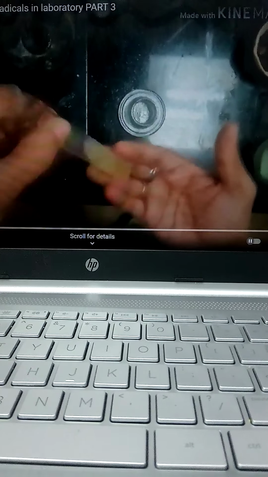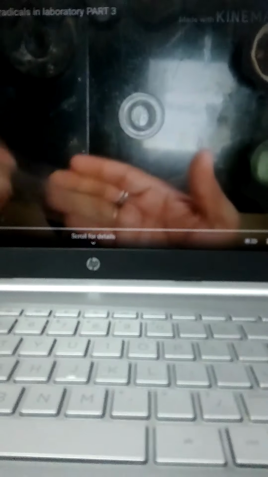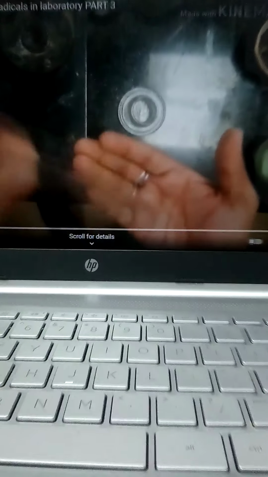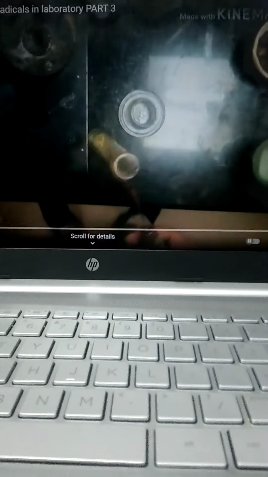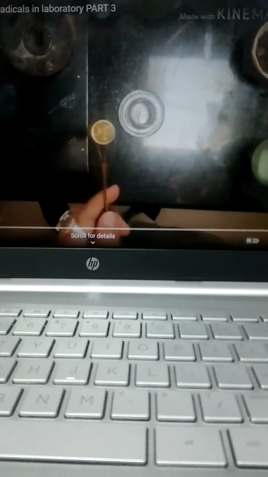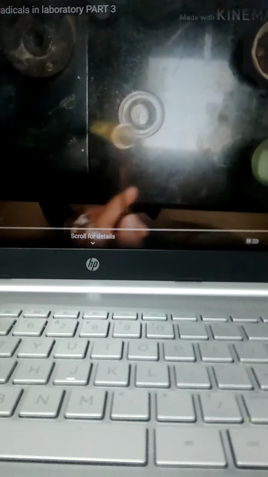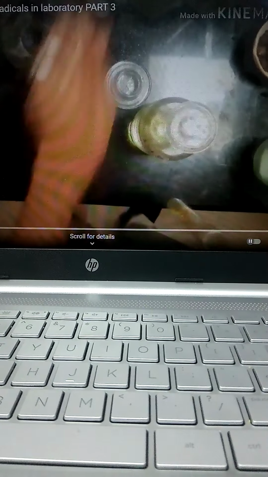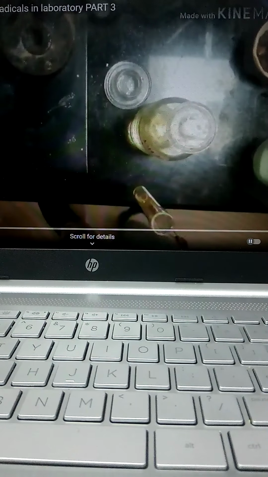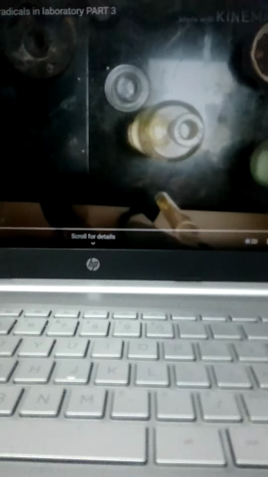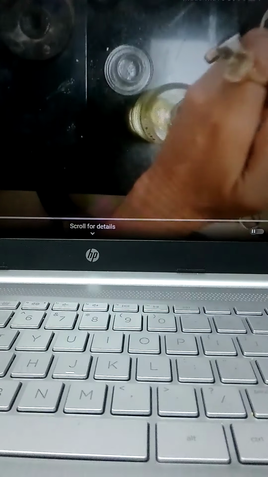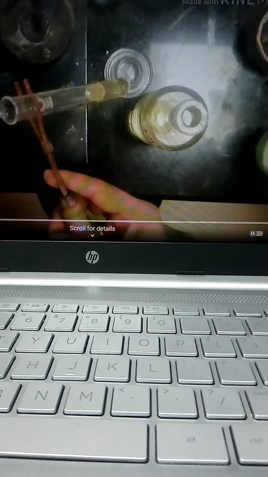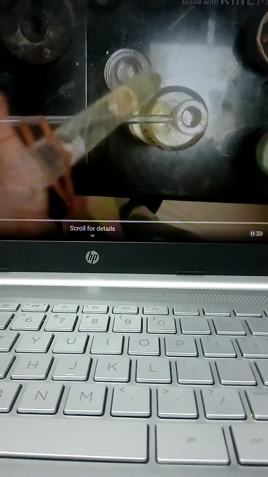Okay, so this is called the original solution. Now you have prepared the original solution. By using this original solution, you can determine the third group basic radical. So take the original solution in a test tube. To that solution, add dilute hydrochloric acid by using a dropper. Observe carefully and slowly add the dilute hydrochloric acid.